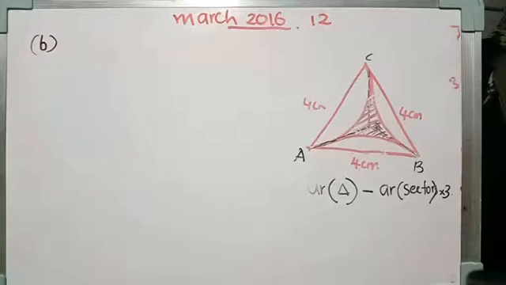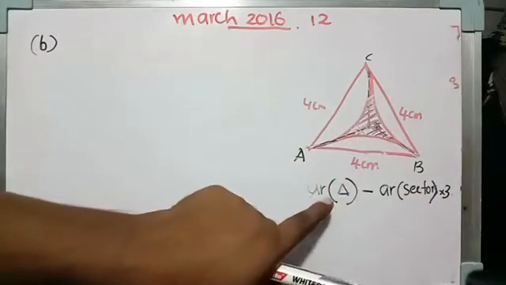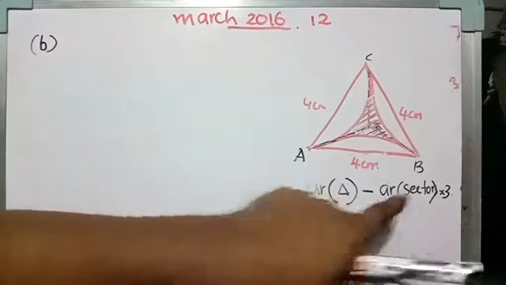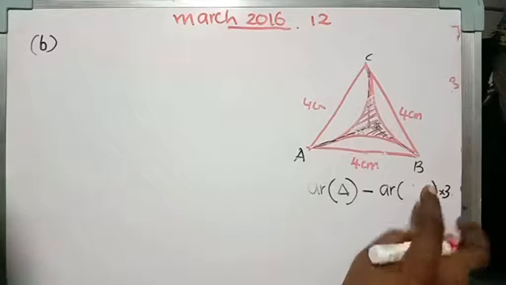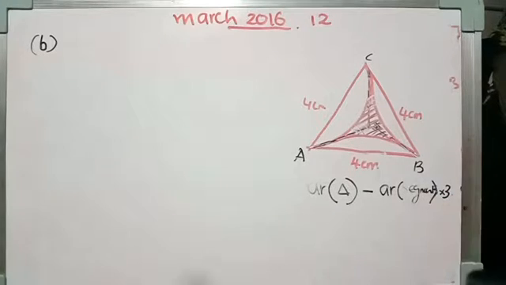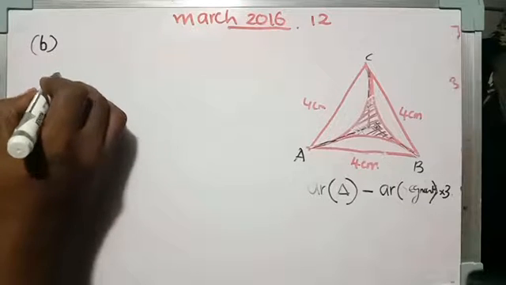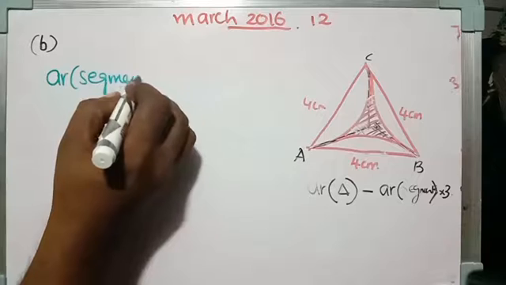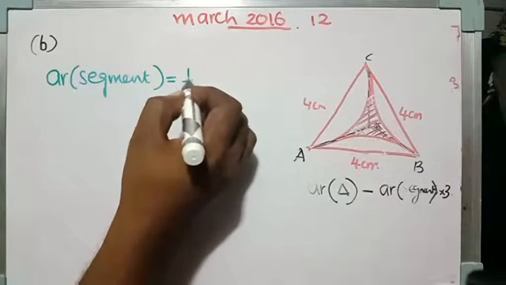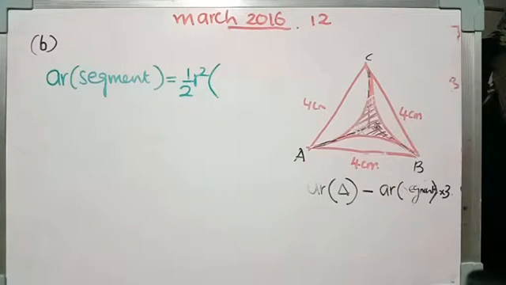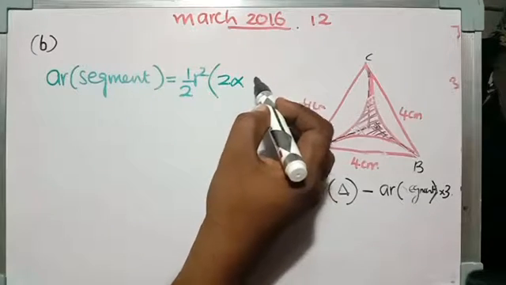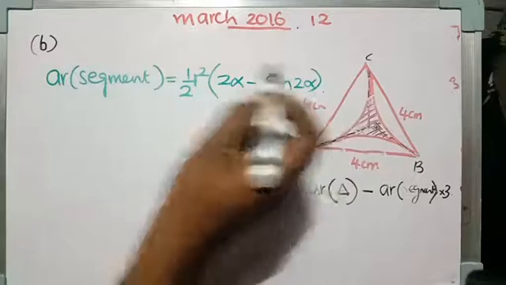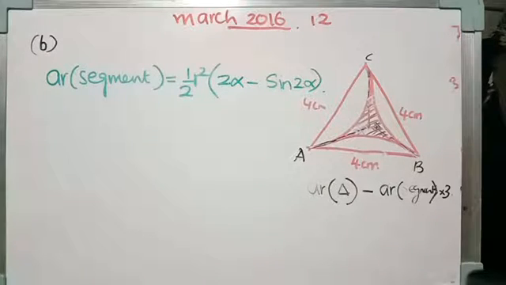As each sector has the same chord and it is an equilateral triangle, we may get each sector has the same area. So area of the shaded region can be found by area of equilateral triangle minus area of sector. Not sector, sorry, segment. And in the previous question, we found the area of segment as half r squared, 1 by 2 r squared into 2 alpha minus sine 2 alpha.